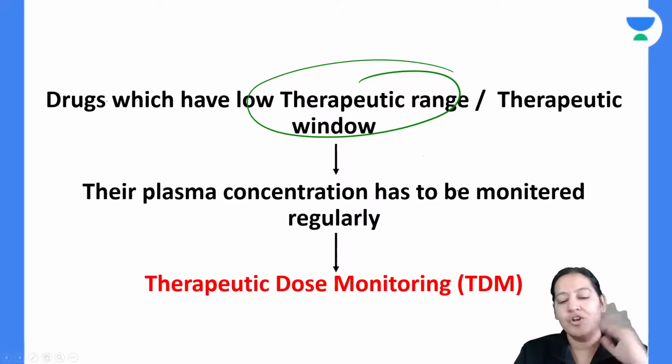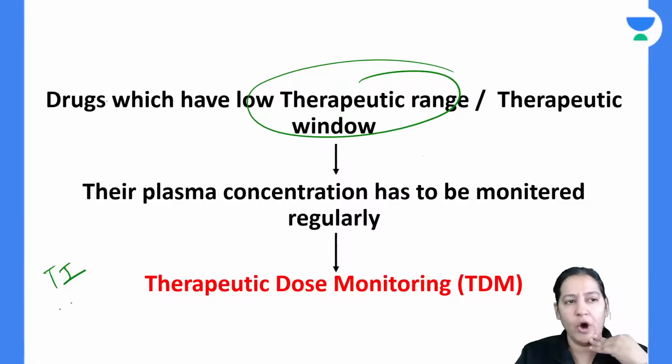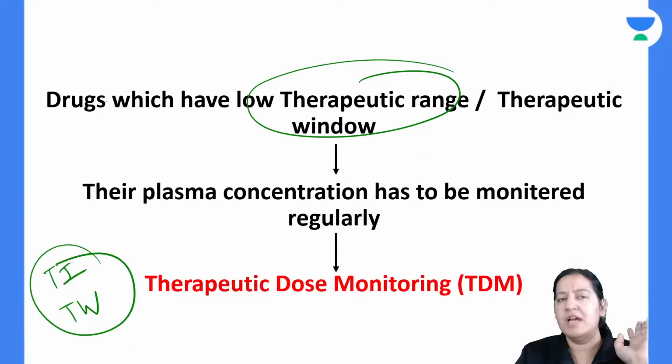I tried hard. Both things indicate the same thing, that is safety. Whether you take therapeutic index or therapeutic window, in both of them, the lower the value, the more dangerous the drug. The higher the value, the safer the drug.